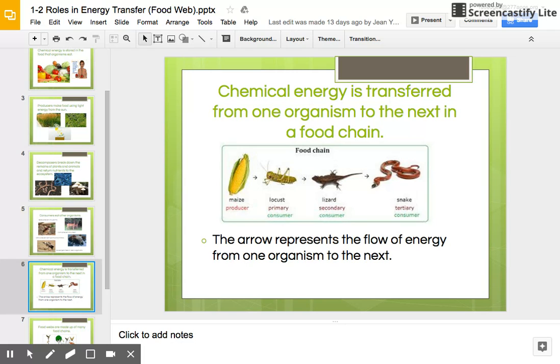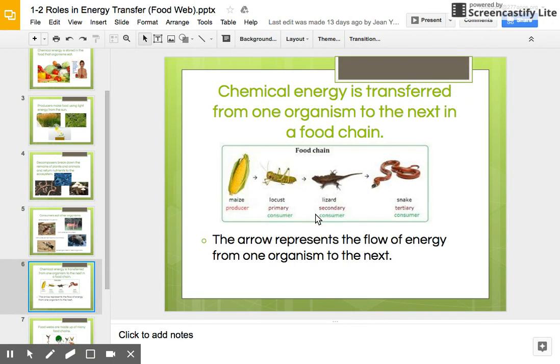Then the grasshopper is preyed upon by a lizard. That's called the secondary consumer because we have to go back 2 steps to find that original producer that gets its energy from the sun. The snake on the far right is the tertiary consumer. Tertiary means 3, so we're 3 steps away from the producer, the corn that converted sunlight into chemical energy. So as you follow the arrows to the right, you get to more and more complex organisms, farther and farther away from the initial producer.